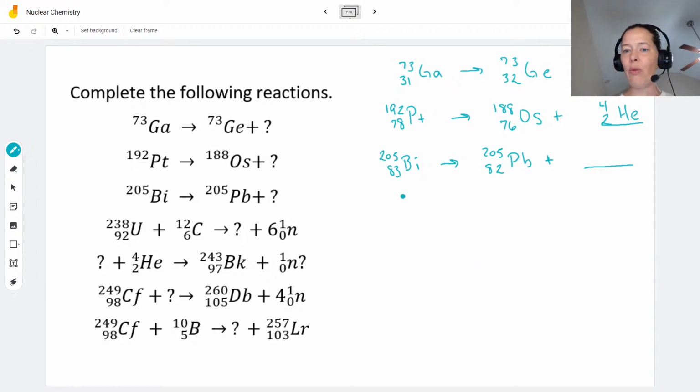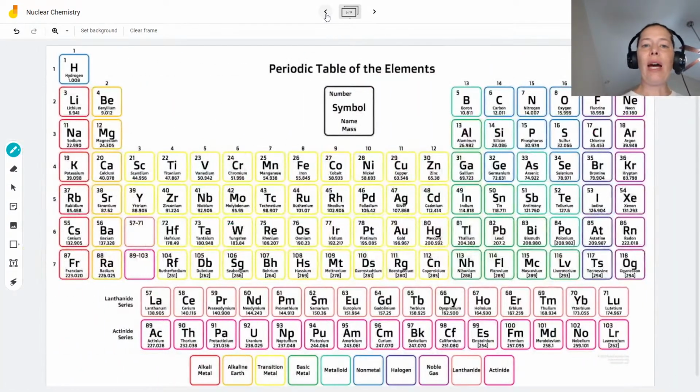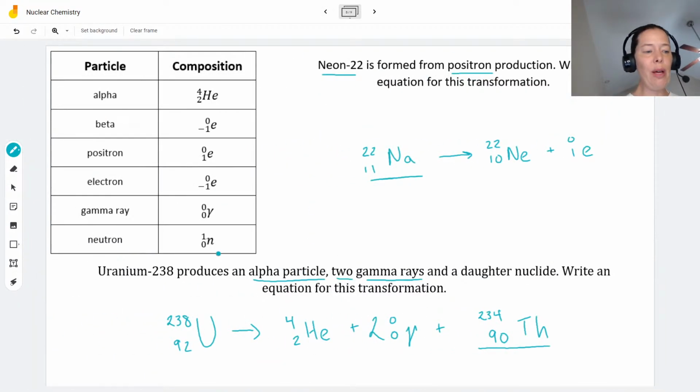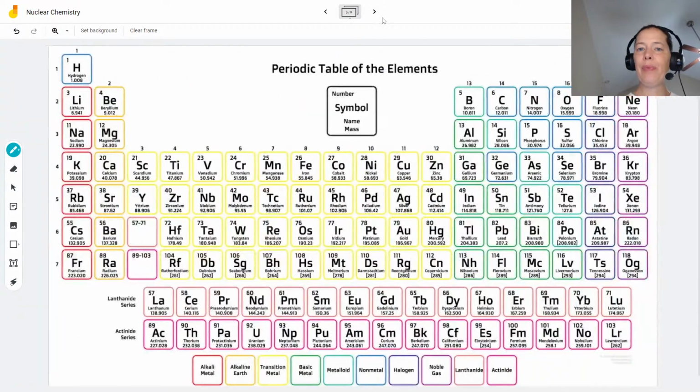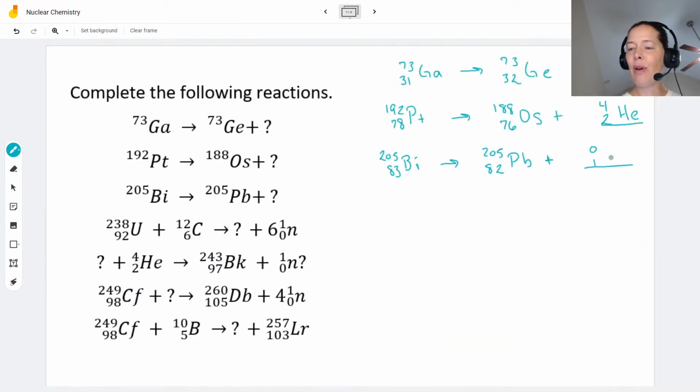that they are equal. Okay, so 205 and 205, I've got to have a 0 here. And then 83, 80, I need to have a 1 here. Yes, 82 and 1 is 83. So if I go back to my table and I'm looking for a 0 and a 1, I'm going for a positron emission right here. So I'll put a little E down. Okay.